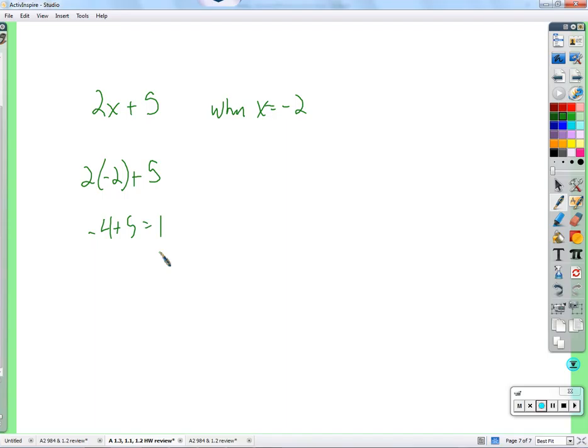I misspoke. I don't want you to go through 7. I want you to go all the way through them, but for the last three, I just want you to ignore the graph part. We'll talk about the graph part next time. What we're going to have is some distribution. We're going to have some combining like terms. We're avoiding combining not like terms.